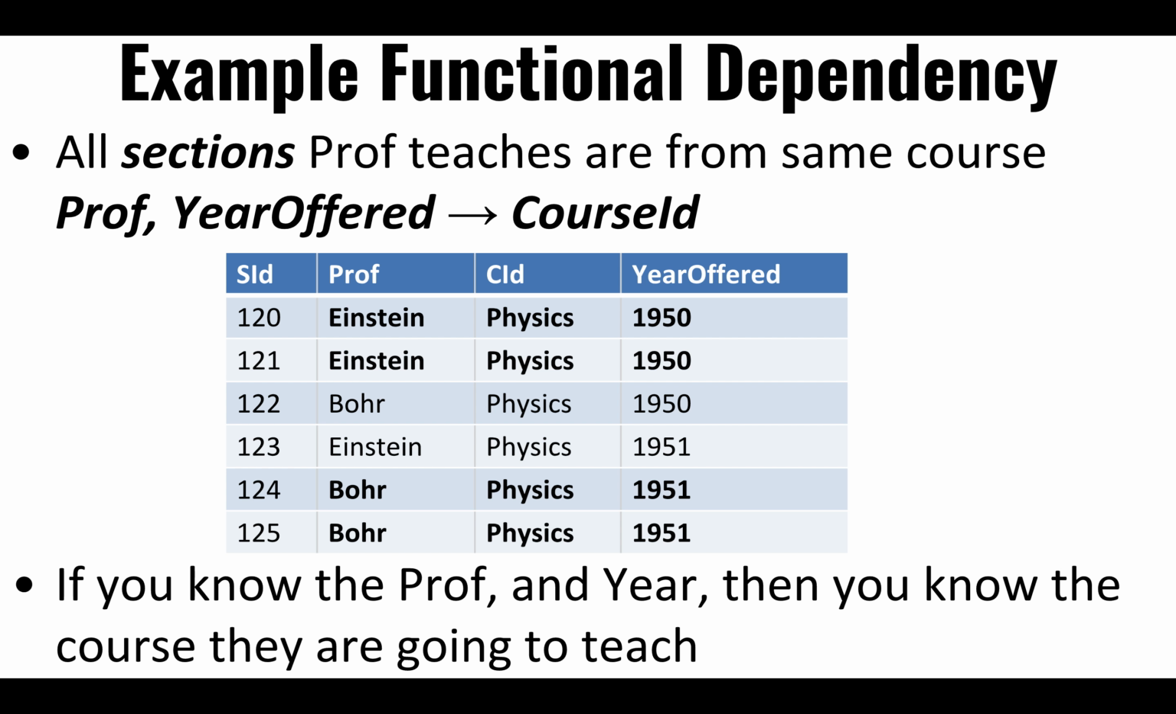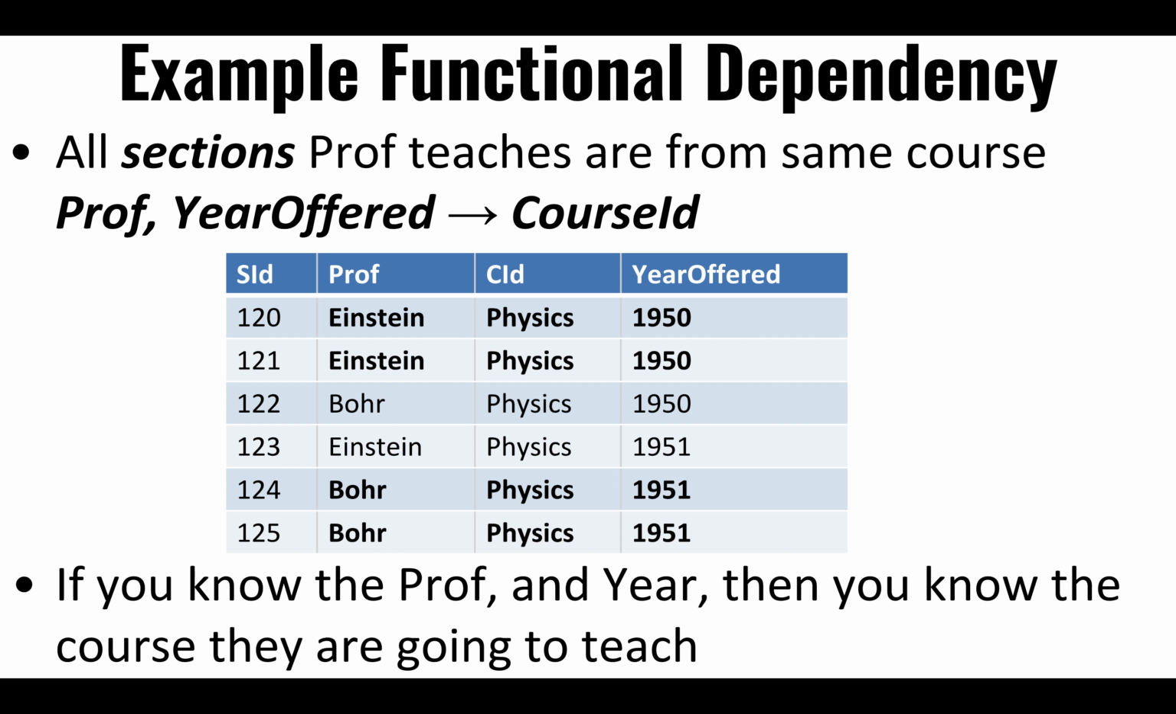So here's a sample data set of Einstein and Bohr, both teaching physics at different times, in 1950 and 1951. And as far as the database is concerned, there's nothing wrong with this data set, right? But if you look at the different functional dependencies that we find, we'll see that this data set violates some of the dependencies that we might introduce.